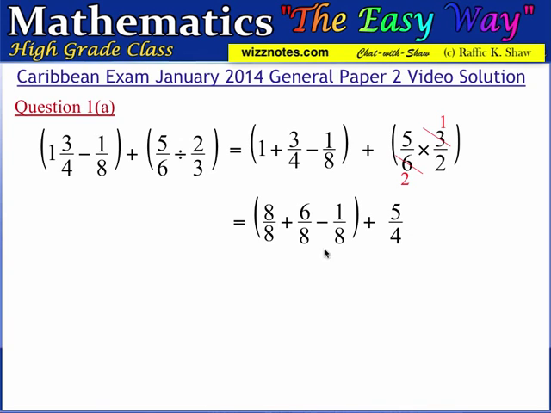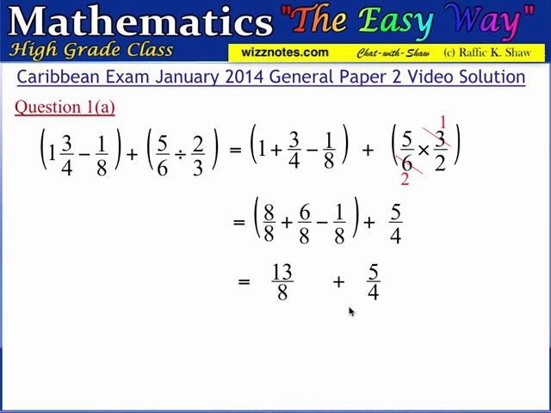Now we can go ahead and simplify this addition by adding the terms in the numerator. Since all the terms now have the same denominator, we can add the terms in the numerator. So it's 8 plus 6, that's 14. 14 minus 1 is 13. And so the result of this addition is 13 divided by 8. And so we can show that result. So this bracketed term becomes 13/8 plus, that's a plus from here, and we have 5/4.